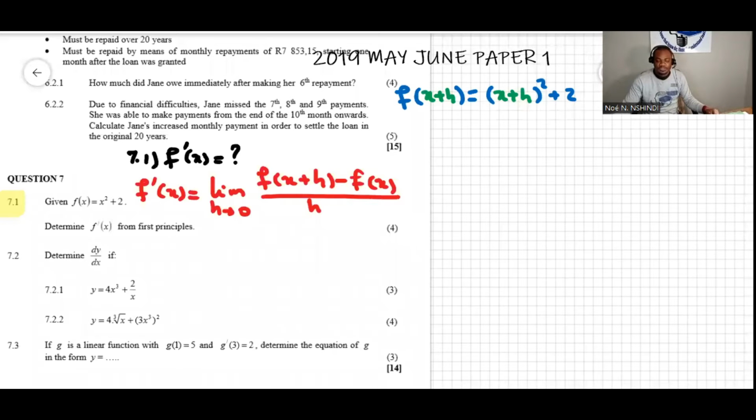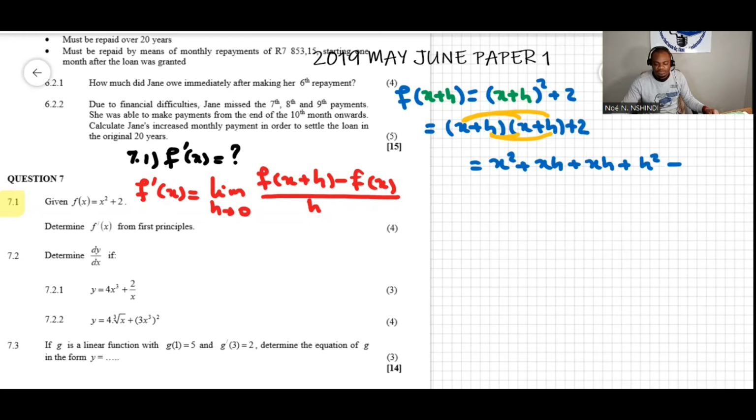Now I'm going to simplify this, expand this. This one is not x squared plus h squared. Here we must write x plus h times x plus h plus 2. So we will do x times x, x times h, and then h times x, and then h times h. And this will be equal to x squared plus xh plus xh plus h squared plus 2. So that's f of x plus h.